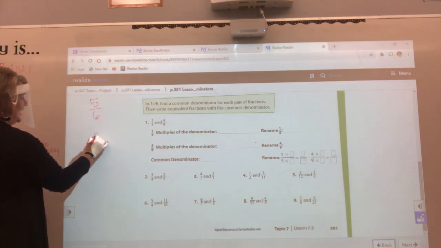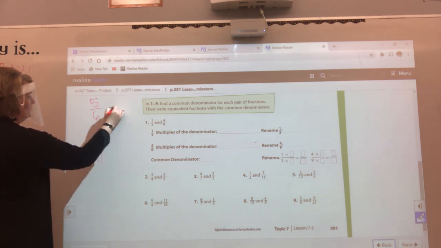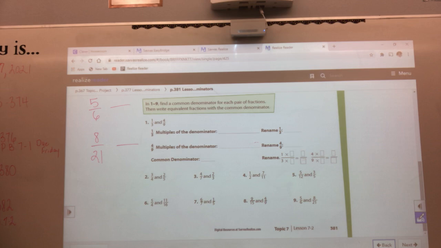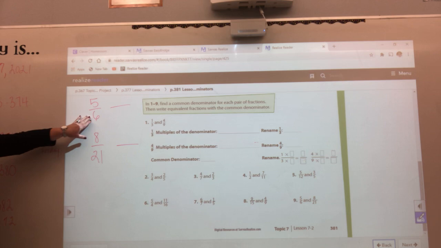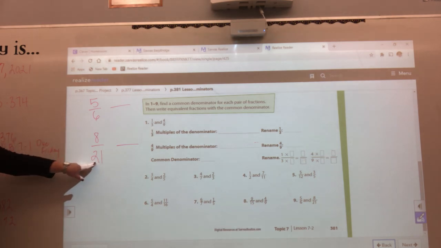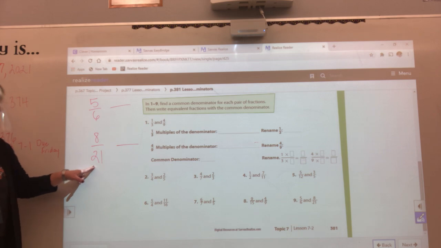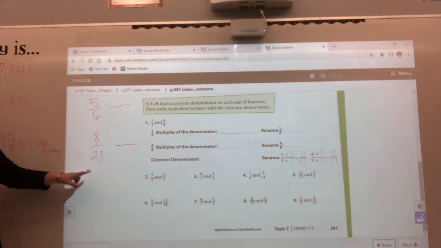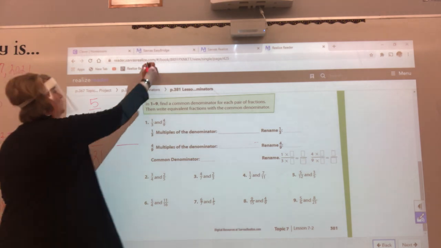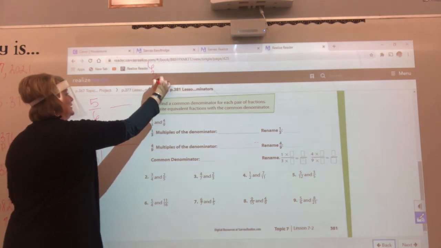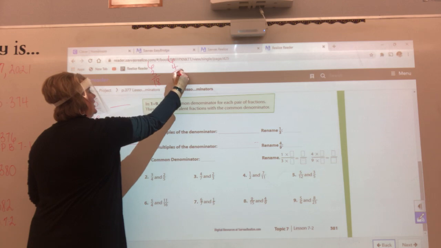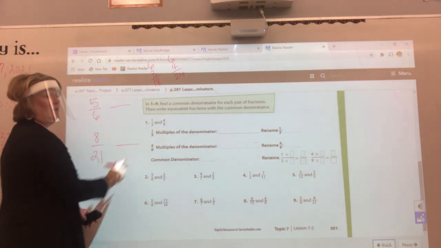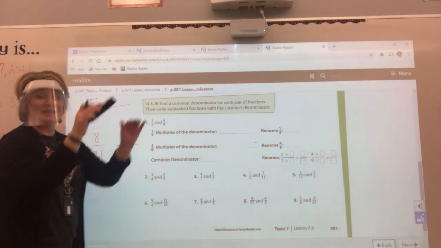5/6 and 8/21. Okay, we have a choice. Are we going to start on 6 or are we going to start on 21? 21. So 21 times 1 is 21. So the question is, 6 times anything 21? No. Let's see. What's 6 times 3? 18. What's 6 times 4? 24. Did anybody hear 21? No? Then that won't work. So we've got to go to the next 21.